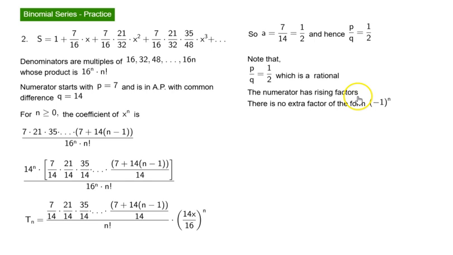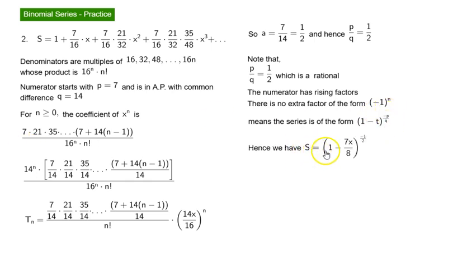The numerator has rising factors. There is no extra factor of the form minus 1 to the power of n. Which means the series is of the form 1 minus t to the power of minus p by q. Hence, we have s is equal to 1 minus the coefficient of x, that is 14 by 16. Simplifying it, we get 7 by 8 x to the power of minus p by q. So, we get minus 1 by 2.